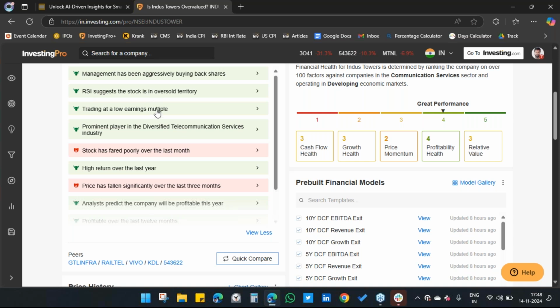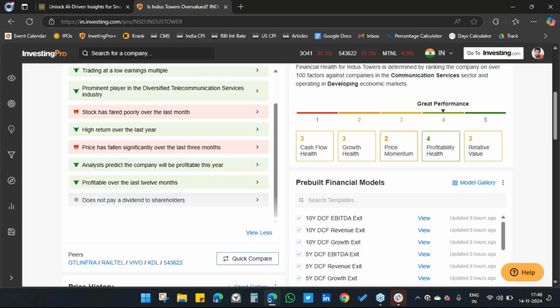It is a bullish signal. But ProTips also warns you of a fairly sharp price drop in the last 1 month, because anything could have gone wrong with the company. So you might want to investigate it before buying the stock.